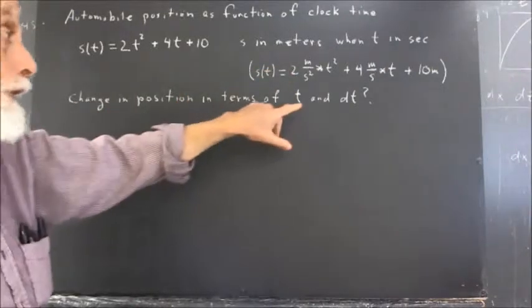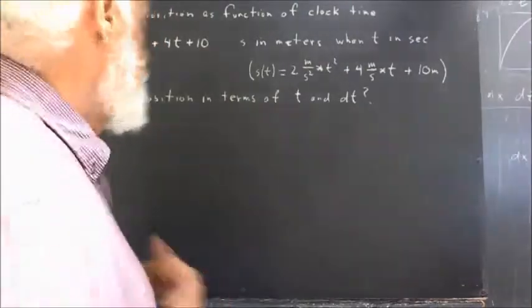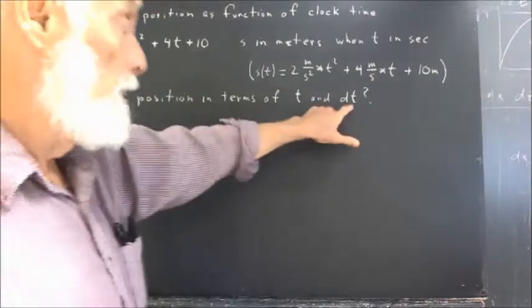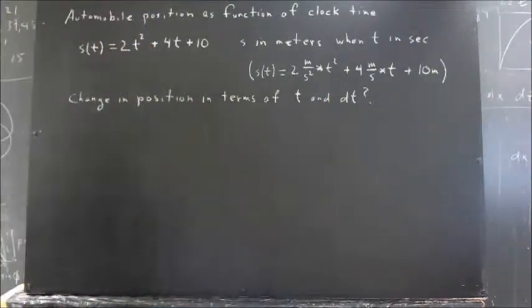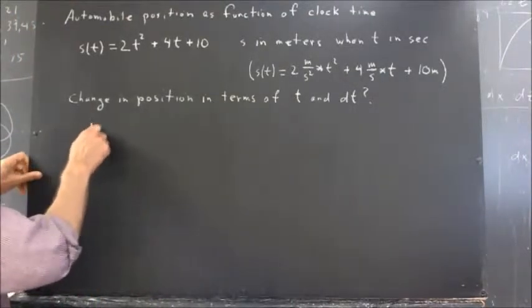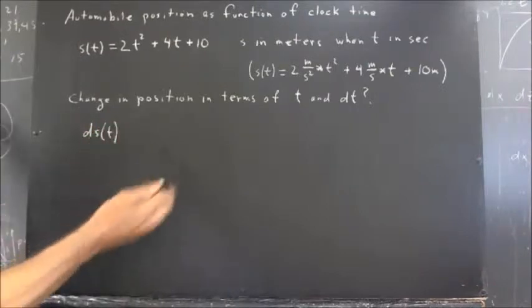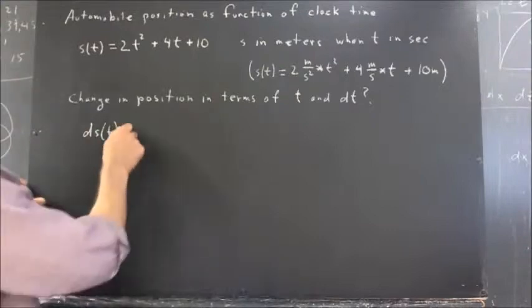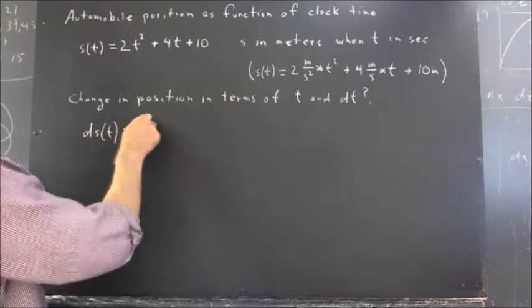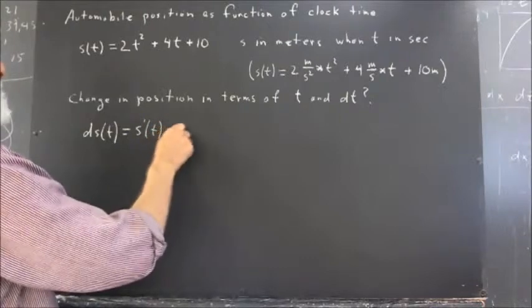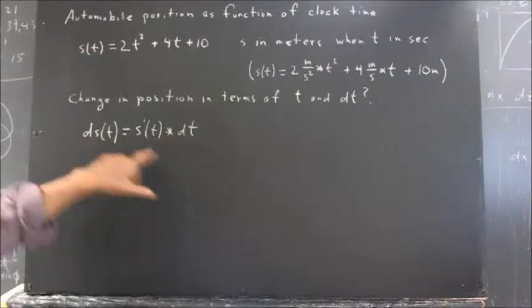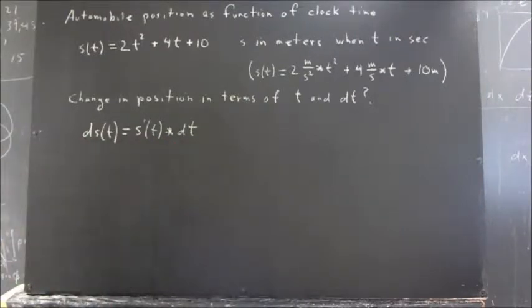Okay, change in position in terms of t and dt, where t is some time and dt is some time interval. Well, that's just a straightforward application of the derivative. It is an application of the derivative, but more specifically the differential. ds of t is going to be what? It's going to be s prime of t times dt.